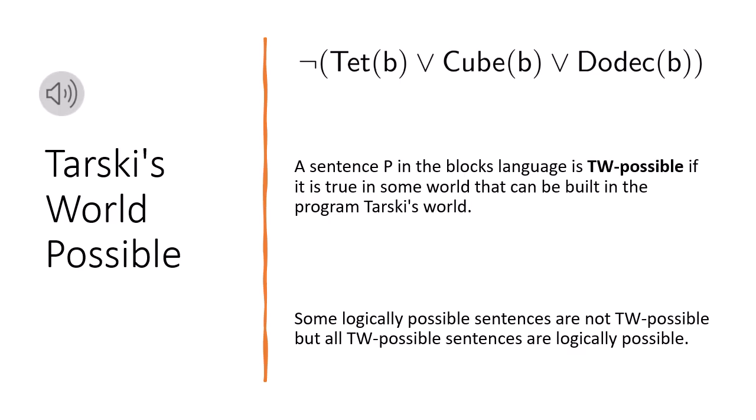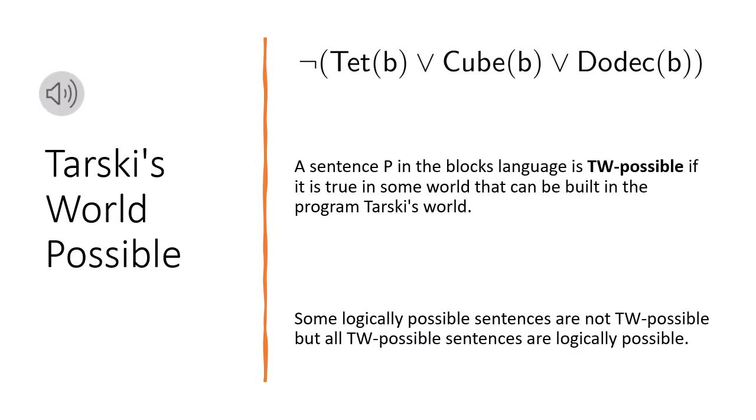On the other hand, again, some logically possible sentences are not Tarski world possible. And the book gives a really nice example of that you can see up here at the top. Here we've got the negation of the disjunction of Tet(b), Cube(b), and Dodec(b). Now, in Tarski's world, if we have some object that is being named by the constant b, then there are only three options for that particular object. It can either be a tetrahedron, a cube, or a dodecahedron.